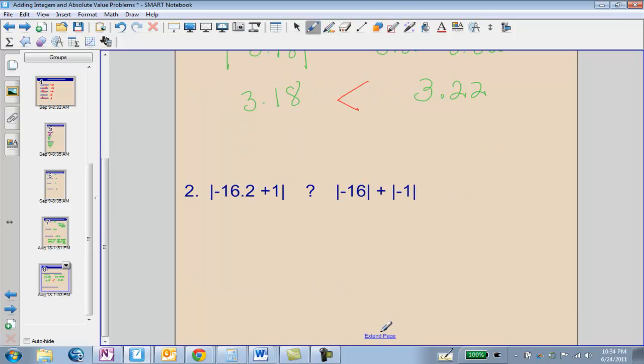Now let's move on to number two. Go ahead and try number two and see how you do. In number two, you'll end up with 15 2/10 is less than 17. This is the end of video 2 for adding integers.